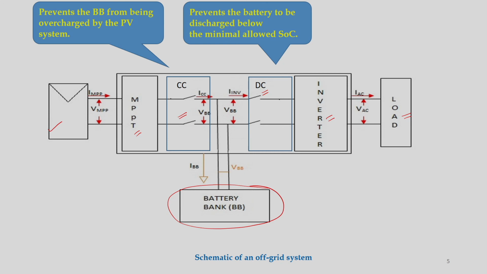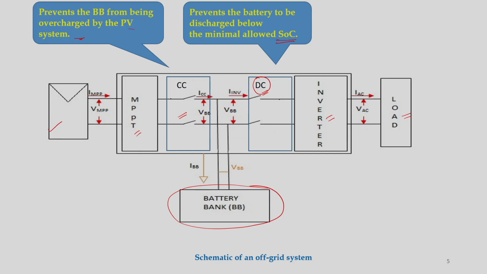As we have learned in the last class, this charge controller is very, very important because it prevents the battery bank from being overcharged by the PV system. And what is the function of this DC? This DC is the discharge controller. Here it prevents the battery from being discharged below the minimum allowed SOC. So, charge controller and discharge controller. This is the discharge controller, not discharge current.